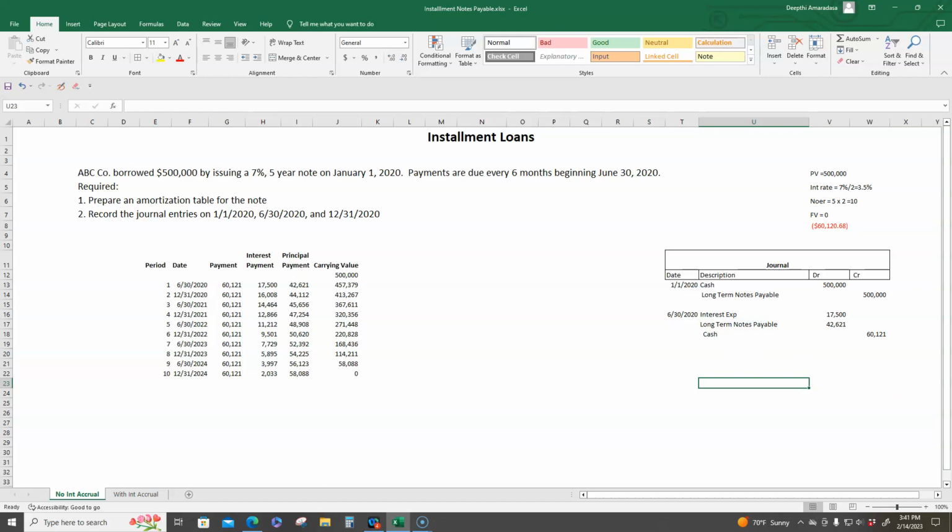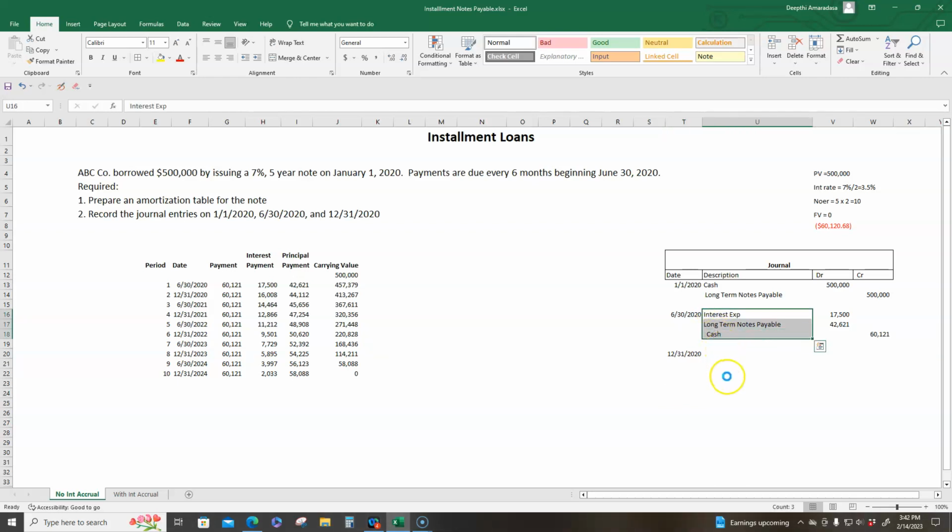Now let's look at the next one. The next journal entry occurs on December 31st, 2020. What's going to happen? Same thing. We're going to have an interest expense. We're going to decrease a long-term note payable, and then we're going to pay cash. So I'm going to copy these three down here because we know that's the same journal entries, but the dollar amount changes. We're going to go with the second payment on December 31st, 2020.